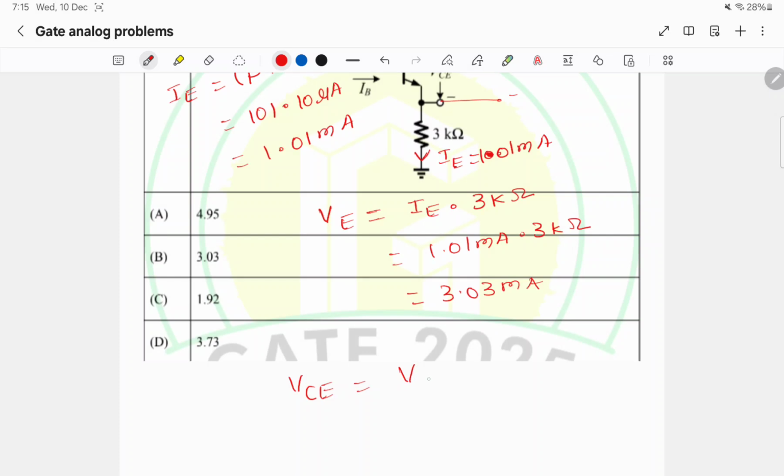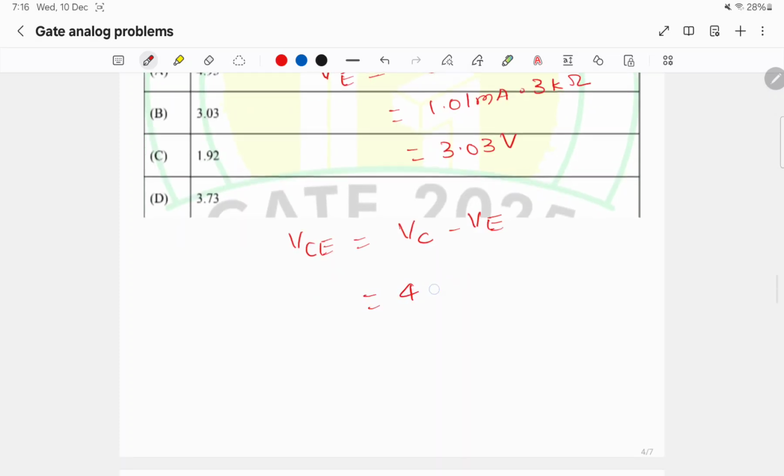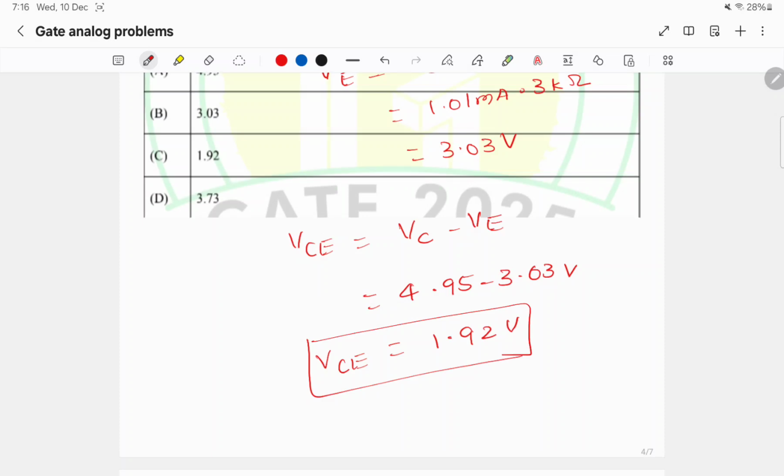VCE is VC minus VE. This is 3.03 volts. So 4.95 minus 3.03, that is 1.92 volts. Option C is the right answer.